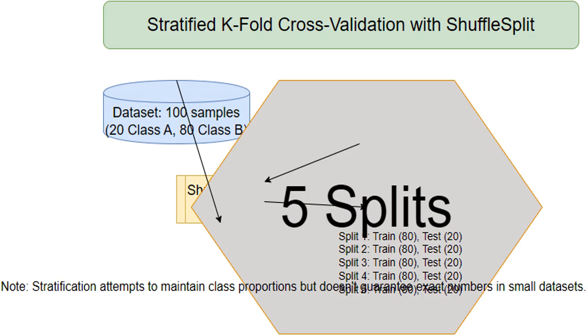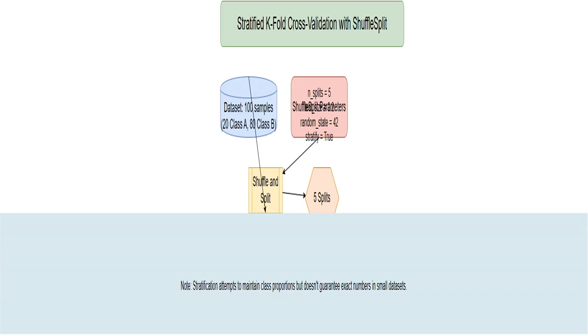This illustrates the outcome of the ShuffleSplit process. The dataset is divided into 5 splits. Each split consists of a training set, 80 samples, and a test set, 20 samples. Stratification aims to maintain the class proportion in the original dataset throughout the different splits. However, because of the small number of samples in Class A, perfect stratification might not always be achievable. This is a key point to understand when interpreting the results of the cross-validation.